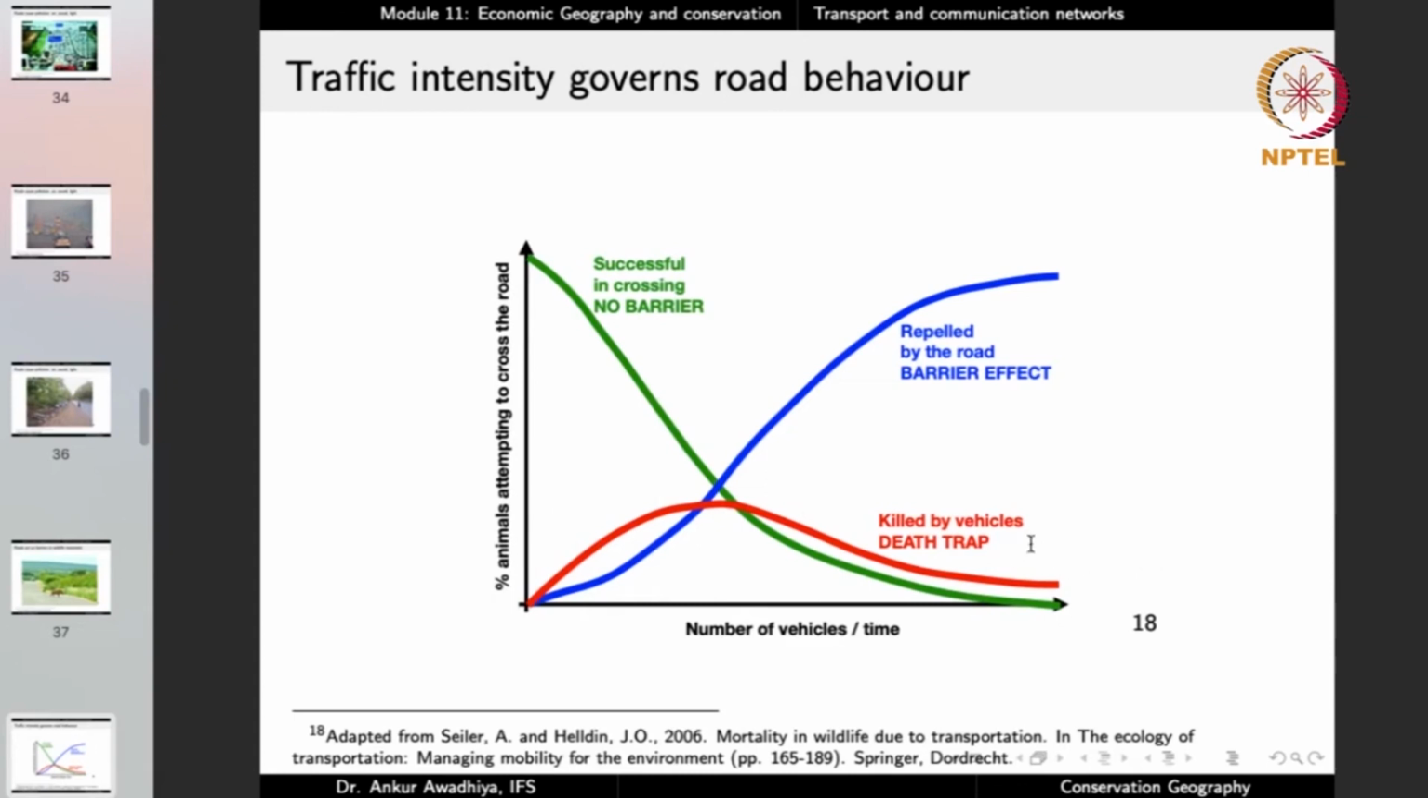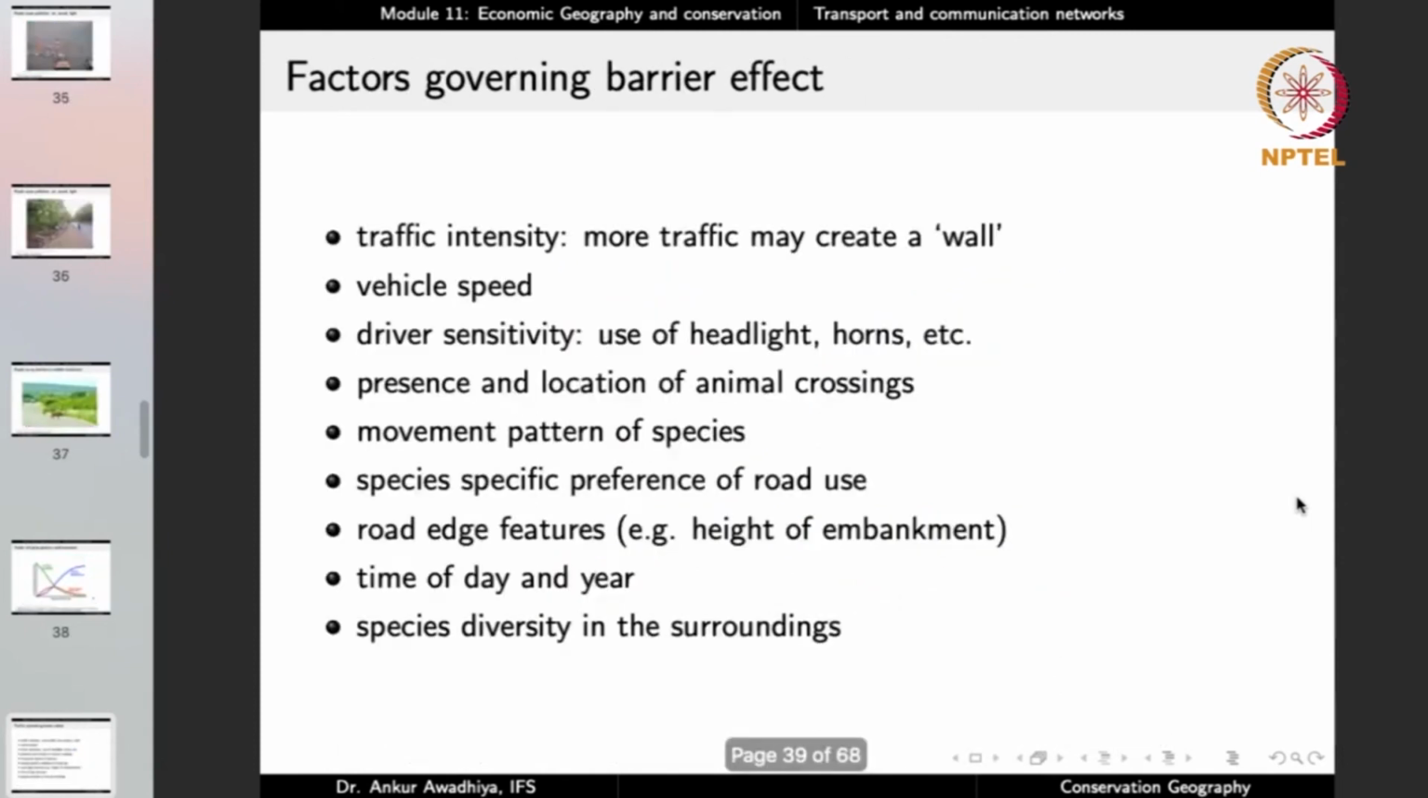The killing effect is very less when the vehicular density is very high, because the road acts as a wall, it acts as a barrier, and the animals just do not attempt to cross the road. They are so afraid. But in the middle levels, the road has a maximum tendency to act as a death trap. So the traffic intensity governs the behavior of the road towards the animals, whether it acts as a no barrier, it acts as a barrier, or it acts as a death trap.